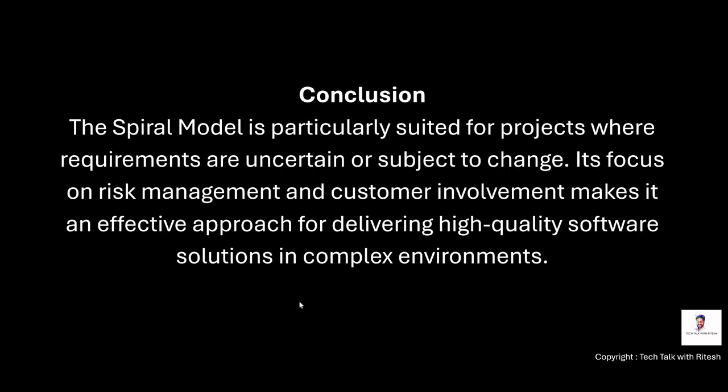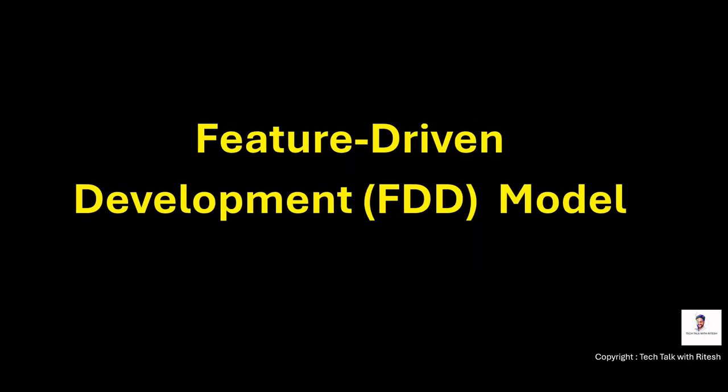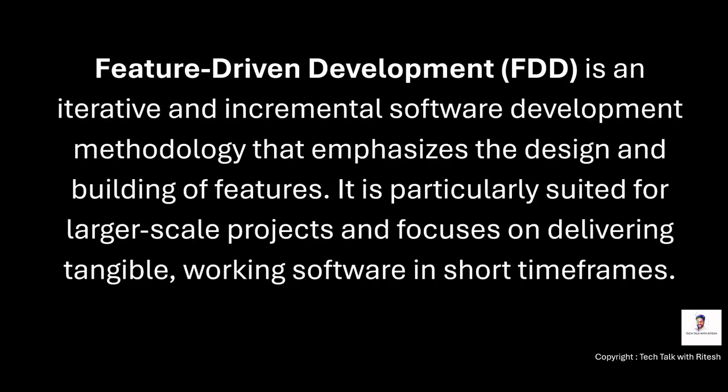So let's conclude the spiral model. The spiral model is particularly suited for projects where requirements are uncertain or subject to change. Its focus on risk management and customer involvement makes it an effective approach for delivering high quality software solutions in complex environments. Now this one is feature driven development model or FDD model.